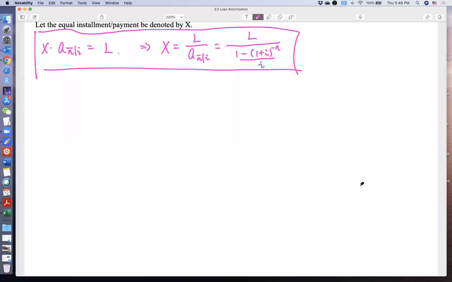Let's look at the example. A bank makes a loan of $5,000. So L is 5,000. Level payments are made annually.